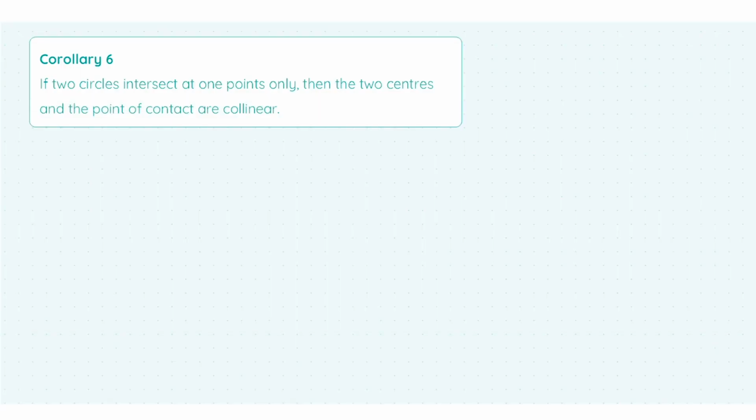So the last part of this video is going to be to cover Corollary 6. And just to remind you what a corollary is, it's simply a statement that follows on from a theorem. So we know that Theorem 20 is true, and this corollary basically means that something else is true because of that theorem. And what this corollary states is that if two circles intersect at one point only, then the two centers and the point of contact are collinear.